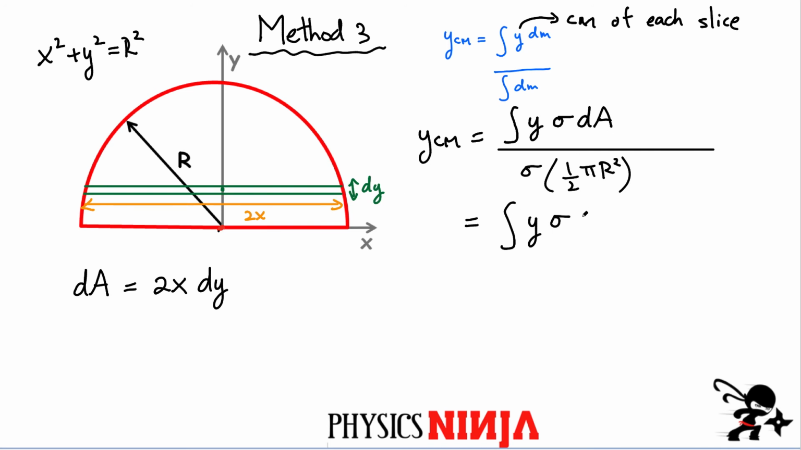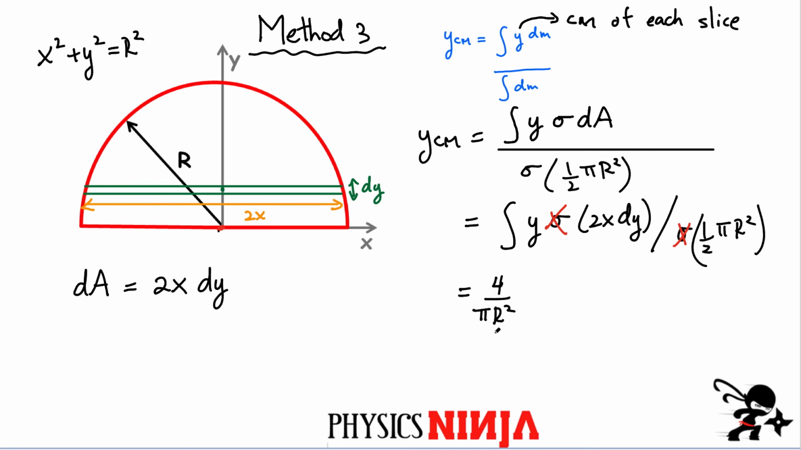So let's go ahead and substitute that right here. So this here becomes 2x dy divided by 1/2 pi r squared. Simplify those sigmas. Those are constant terms. They don't play into this equation over here. I can combine these twos, this 2 with divided by half. That gives me a factor of 4 here. So I'm left with 4 pi r squared.